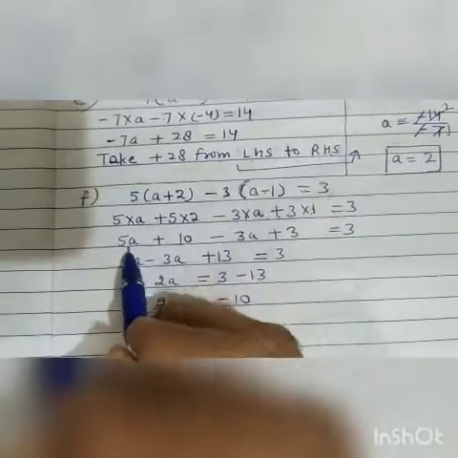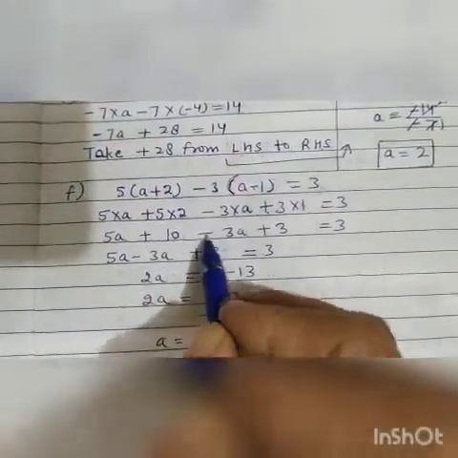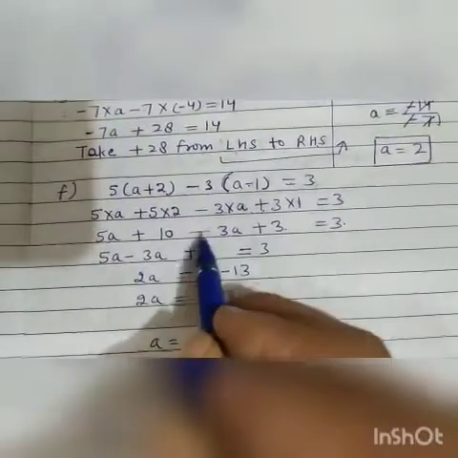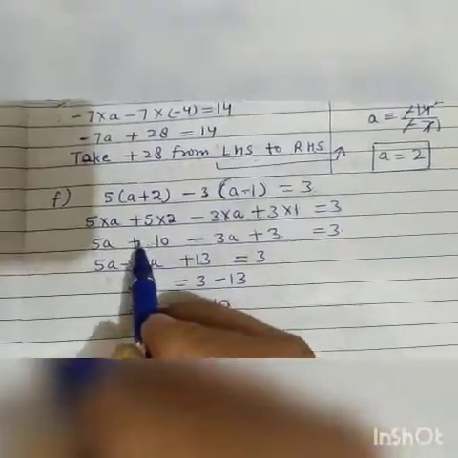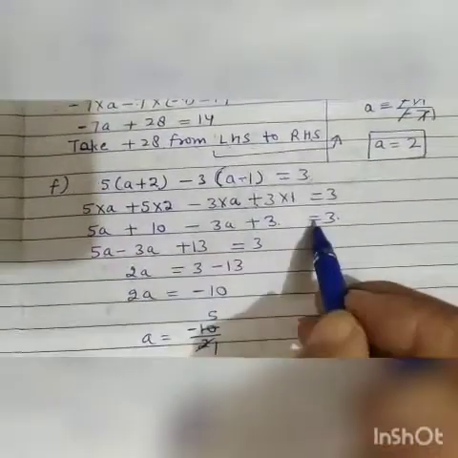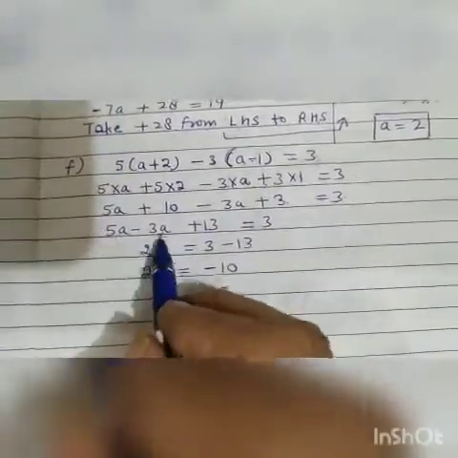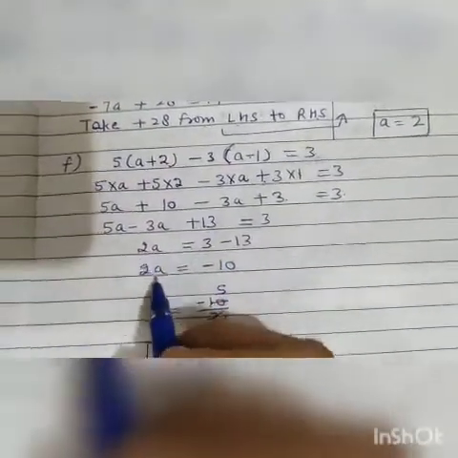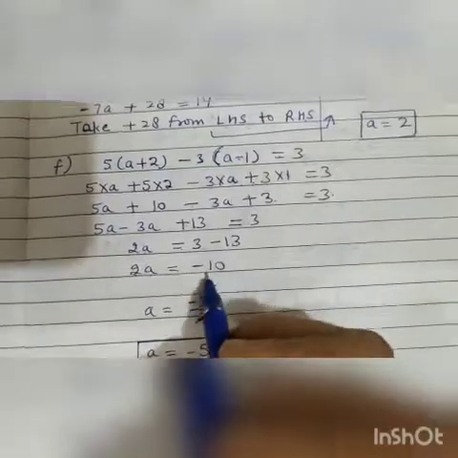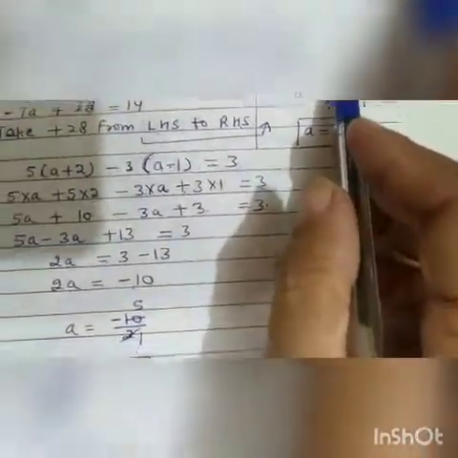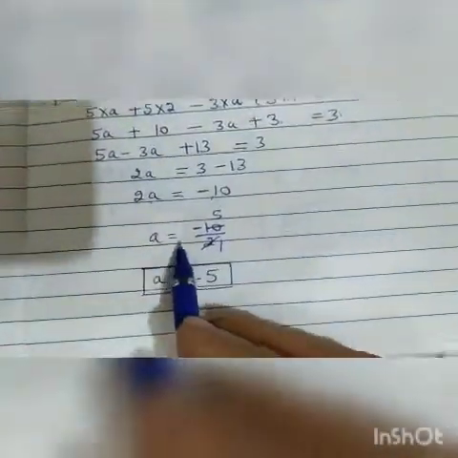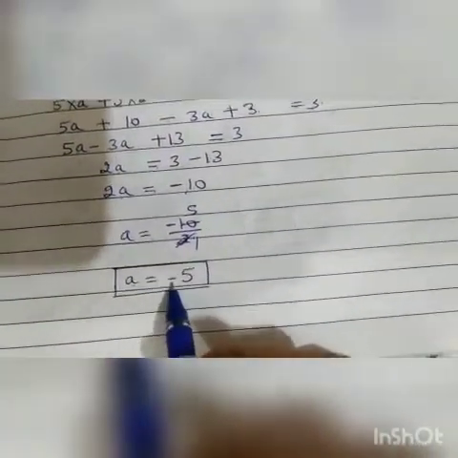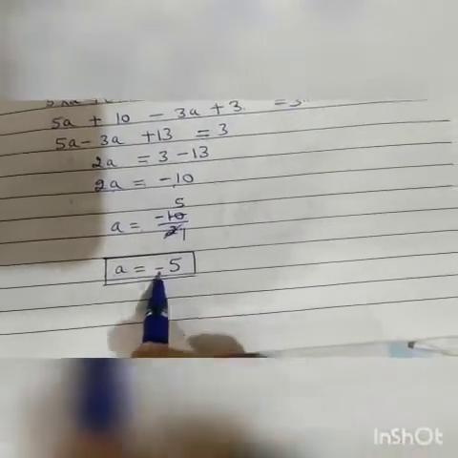Now 5a plus 5 2 is 10 minus 3a plus 3 is equal 3. Now this 5a minus 3a plus 10 plus 3, 13 equal 3. 5a minus 3a, 2a is equal 3 minus 13. Then 2a is equal 3 minus 13, minus 10 as we did here. Now a is equal minus 10 upon this 2, 2 5 the 10. A is equal minus 5.